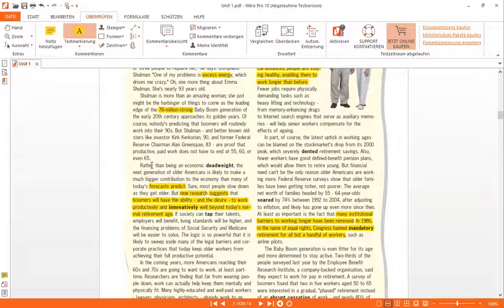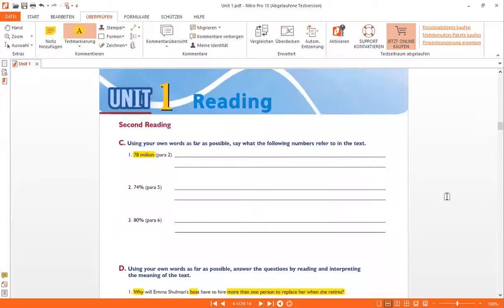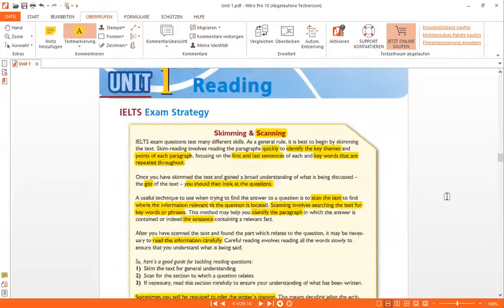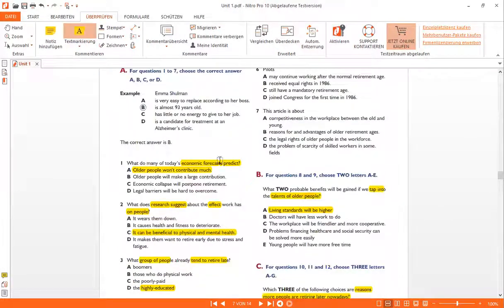So what does this say? Rather than being an economic dead weight, the next generation of older Americans is likely to make a much bigger contribution to the economy than many of today's forecasts predict. All right, so you see that the writer is saying next generation of older Americans will contribute to the economy, but the forecasts are saying the opposite. So that's why the answer A is correct, because the forecasts predict that older people won't contribute much. That makes it the correct answer.